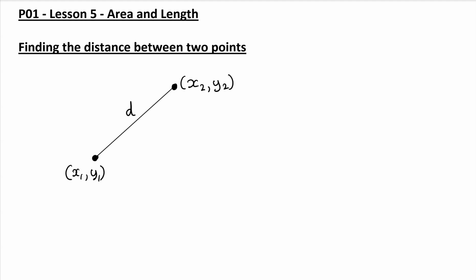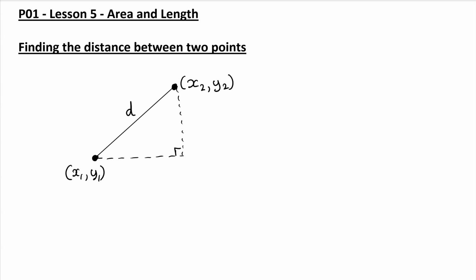So in this sketch below, I've got my 2 points, the first one x1, y1, and the second one x2, y2, and I want to find the length between them. So what I'm going to do is consider what distance I travel horizontally, and then what distance I have to travel vertically. And hopefully we can see this forms a right angle triangle.